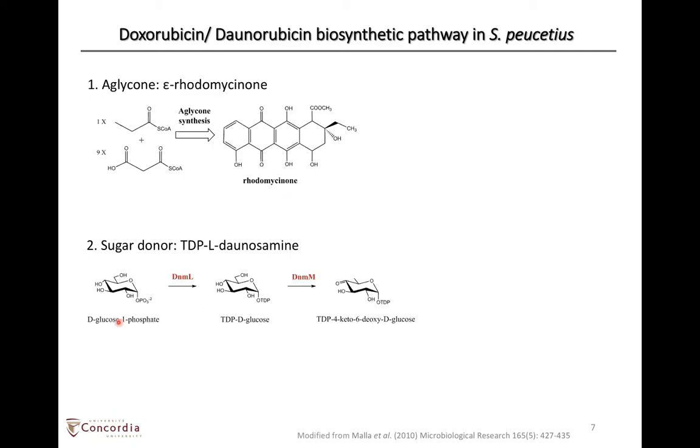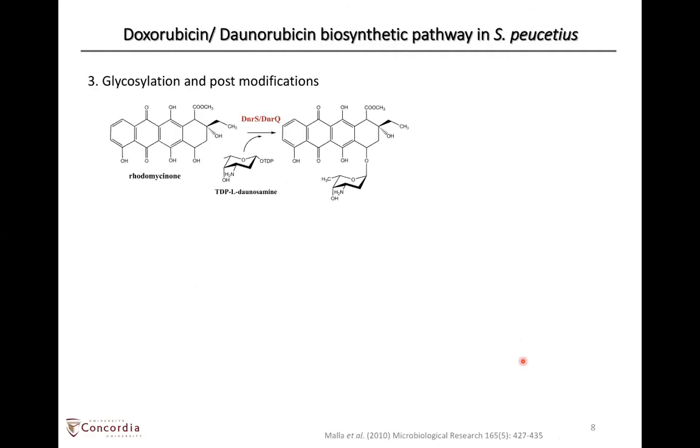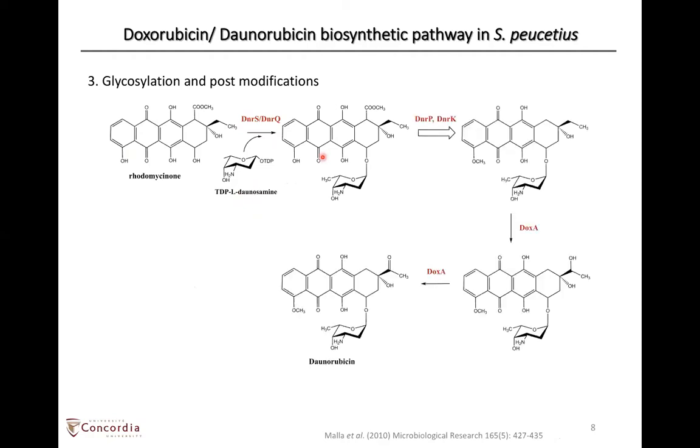The reaction begins from glucose 1-phosphate, and sequential action of these two enzymes will produce this key intermediate, TDP-4-keto-6-deoxy-D-glucose. Then the pathway undergoes further dehydration and aminotransferase reaction, epimerization, and a ketoreductase reaction to produce TDP-L-daunosamine. Once there is the sugar donor and the acceptor molecule, a glycosyltransferase enzyme, and in this case it is DNRS, will catalyze this reaction to produce this glycoside. And then a few other enzymatic reactions will lead to the production of Daunorubicin, and finally this is converted to Doxorubicin, an anthracycline.